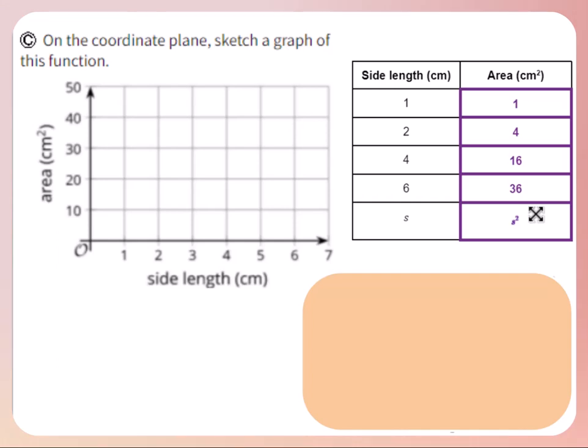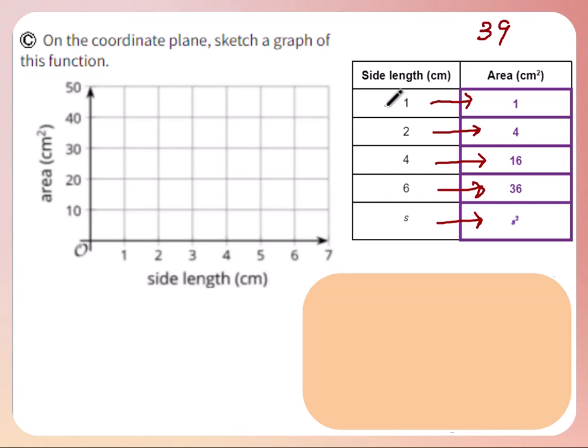Let me see if I have this written down in our book. This is on page 39. So turn to page 39. Fill this in, 1, 2, 4, 6, and S. I meant to have those covered up, but go ahead and fill these in. We've done this previously. 1 times 1 is 1, 2 times 2 is 4, 4 times 4 is 16, 6 times 6 is 36, and S times S is S squared.